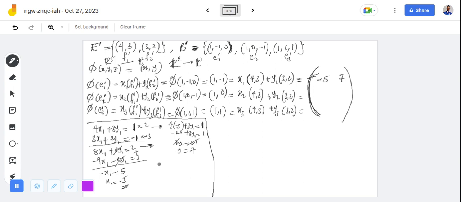For x2, that will be 4x2. I'll just give you the final answer. I will not show the workings. 4x2 plus 3y2 is equal to this one that is here. And the same thing, 3x2 plus 2y2 is equal to this 0. Then you solve it simultaneously. If you solve it simultaneously, our x2 will give us minus 2, while our y2 will give us 3. You can use the calculator to do that. If you do the third one, you have 1, then you have your y3 as minus 1. So you can confirm.